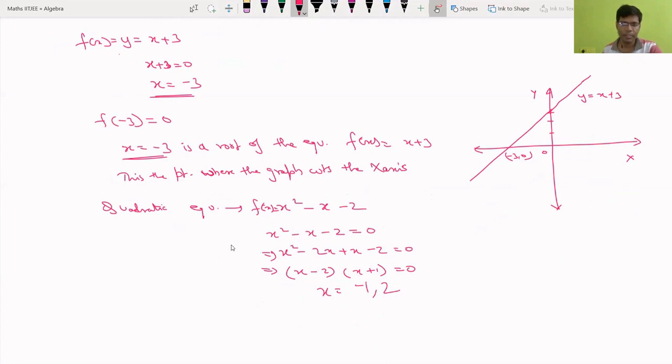So that basically means that this graph will cut the x-axis. In fact, if we plot it, say this will be my minus 1 and this is 1, this is 2. So the graph will cut the x-axis at minus 1 and 2. So it will come something like this, and go like this. So this is how the graph of x square minus x minus 2 looks like. So root means basically the point where this graph cuts the x-axis, in simple terms.